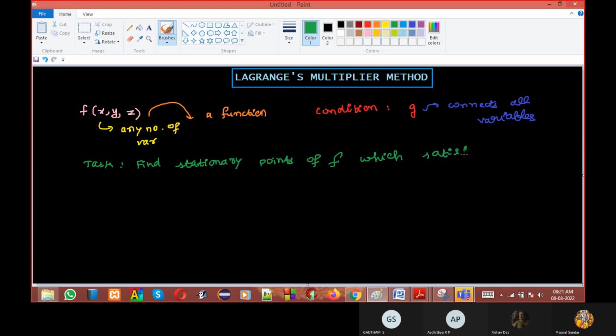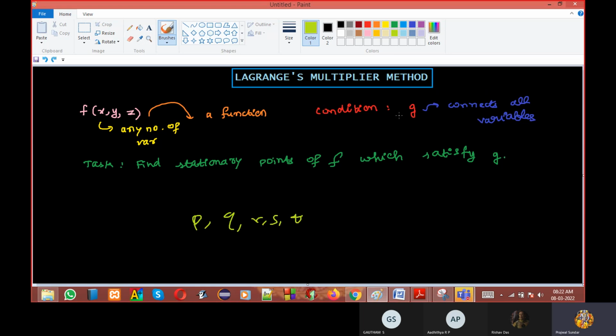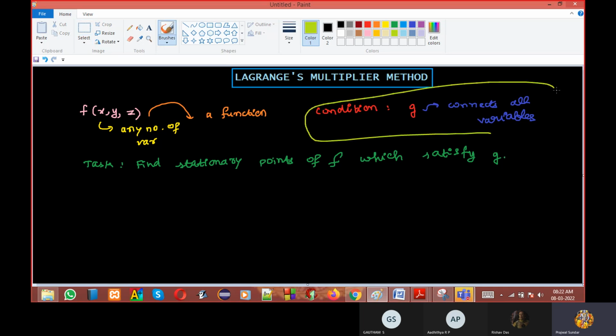Understand? The method which we learned, where we wrote P, Q, R, S, T, had no condition between the variables, just some x, some y. But here I'm imposing some special condition on the variables. So I need to find stationary points which satisfy this condition. So how to do that?